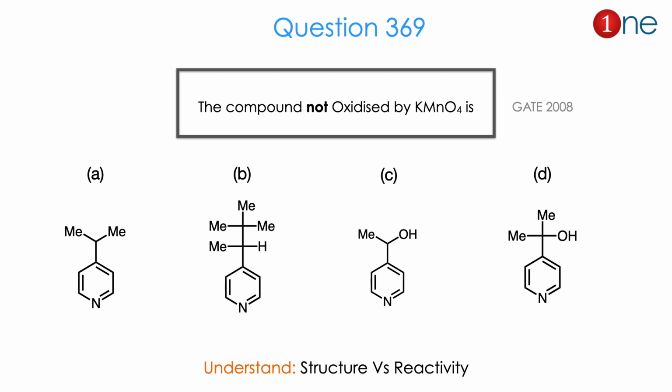So you have to find which will not be reacting with permanganate. So from the question of oxidation and 4 different structures, you have to realize the question is really about structure versus reactivity. The answer is D. Let us see how.